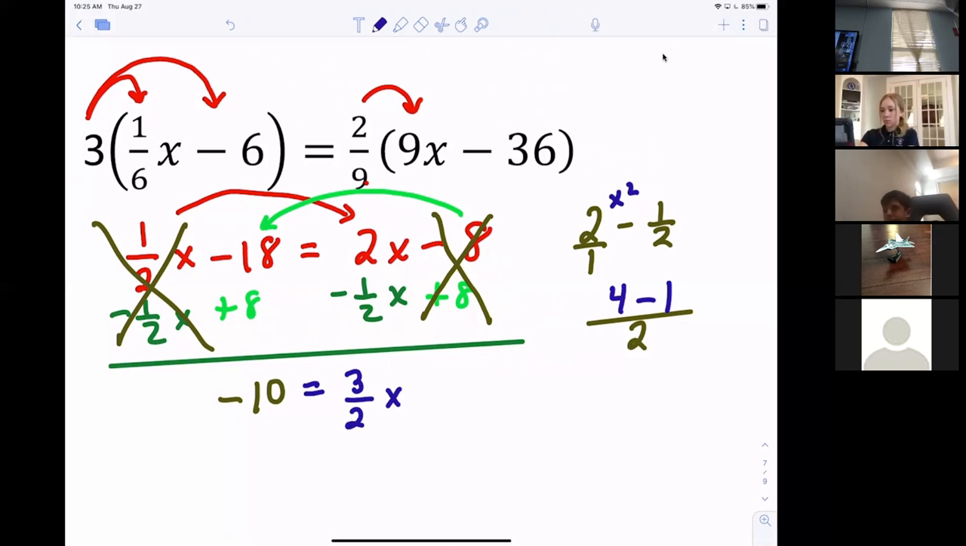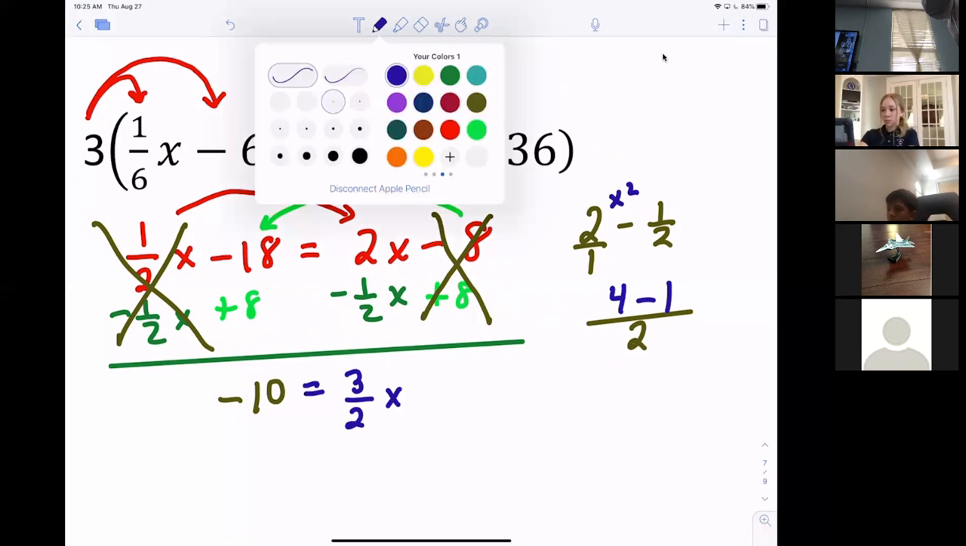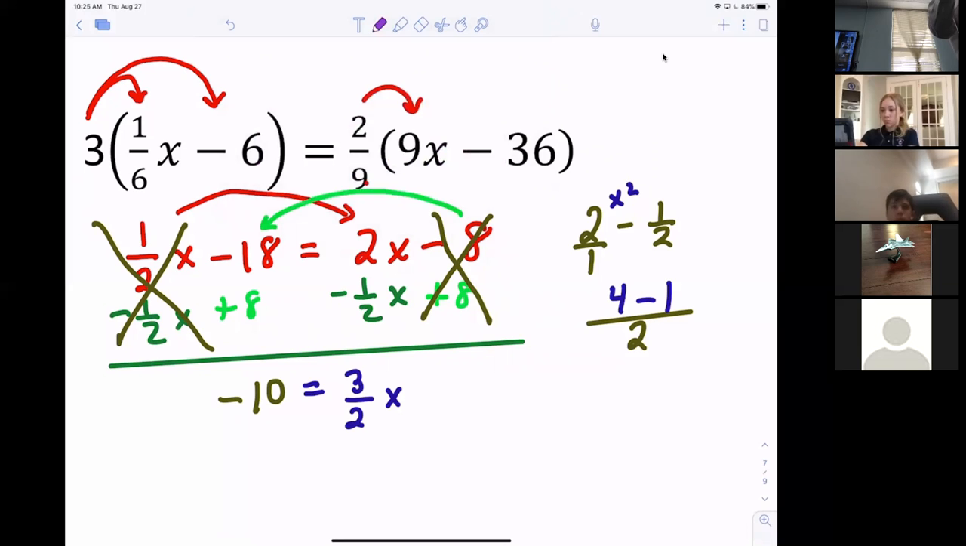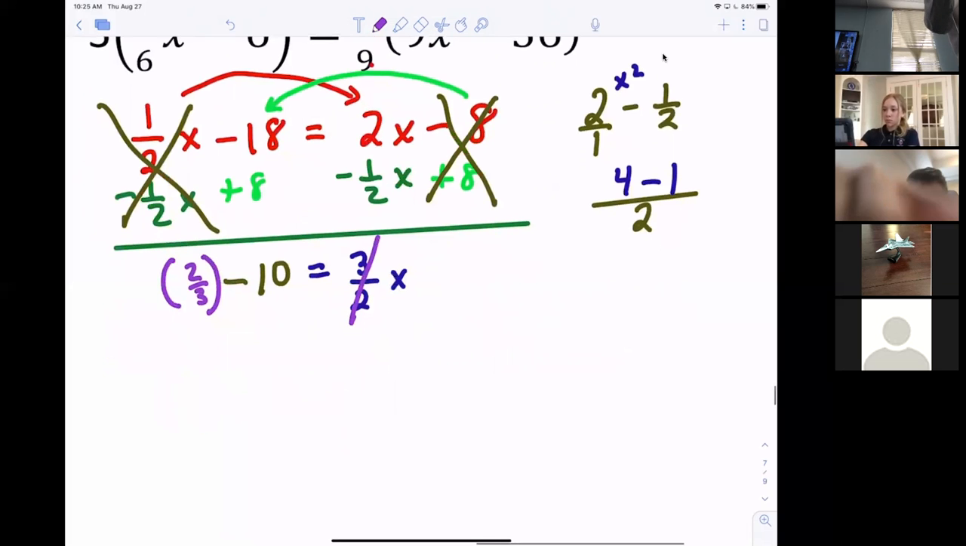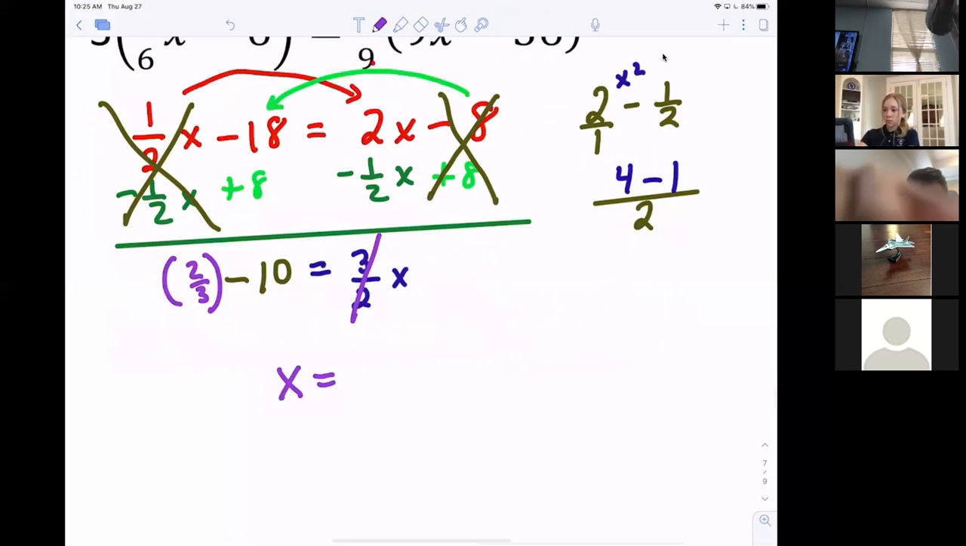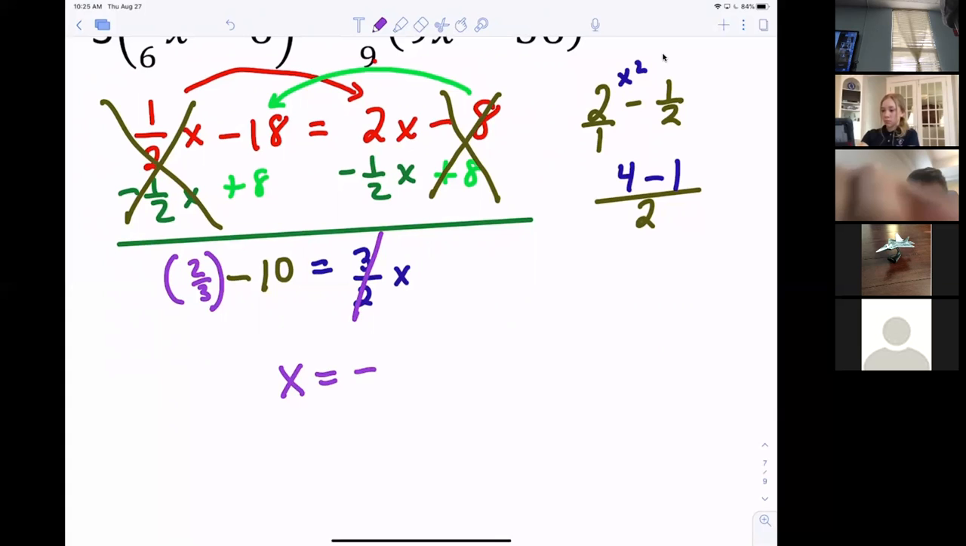And now I need the reciprocal, all right? So what is the reciprocal? So I'm going to come over here and just put 2/3, that would cross out. So x is equal to, can 10 and 3 reduce? No. Negative 20 over 3, negative 20 over 3.